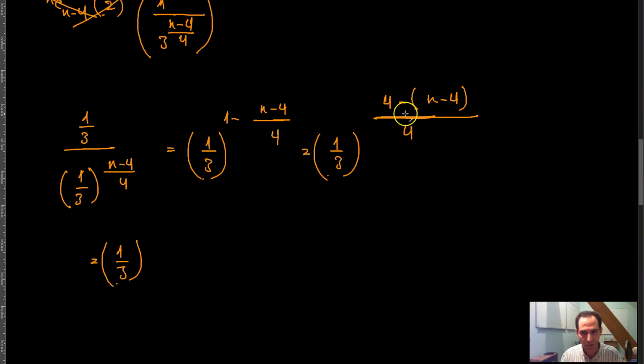So what is this thing over here? 4 minus (n minus 4) would be the same thing as 4 minus n plus 4, and that would be (negative n plus 8) divided by 4, right? So that's 1/3 raised to the power (negative n plus 8) divided by 4.